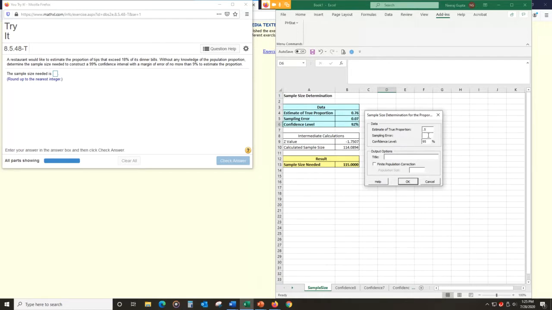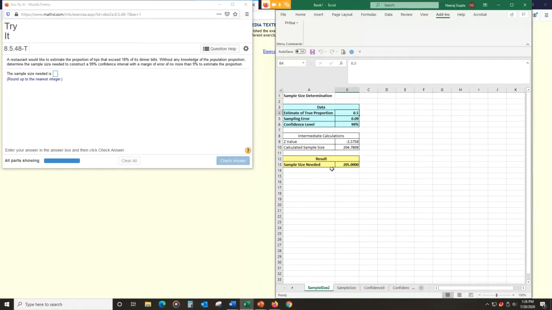Does it answer your question? Someone asked that in the handout it said 0.5. So that's where you provide 0.5 when you are not given the estimate of proportion. Okay. Sampling error is no more than 9%. So it is 0.09. And we need 99%. So here 99. And you click OK. So the sample size needed is 205.